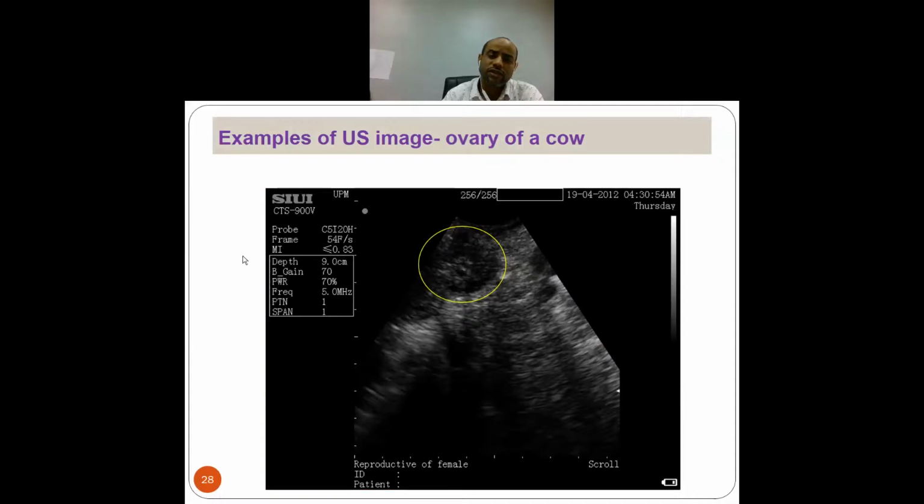Okay, so this is another example of transrectal examination of the cow showing the ovary. It's not really very clear, but this is where the ovary appears. It has got some degree of mixed echogenicity because of the follicles. Those follicles are structures within the ovary containing some amount of fluid inside. So that makes them less echogenic or anechoic in appearance. Because of that, and the stroma of the ovary itself, it gives a mixed kind of echogenicity.